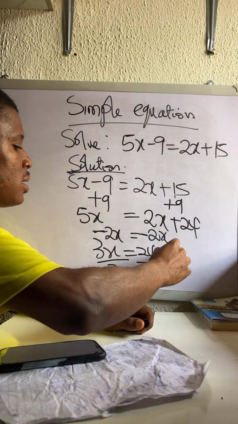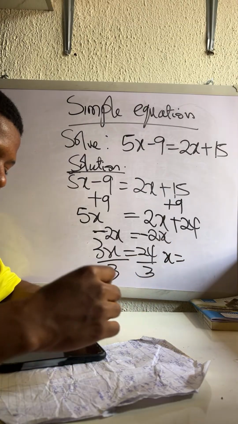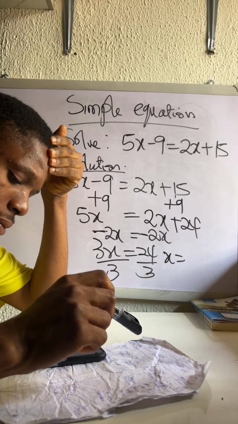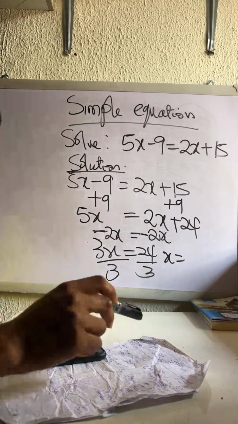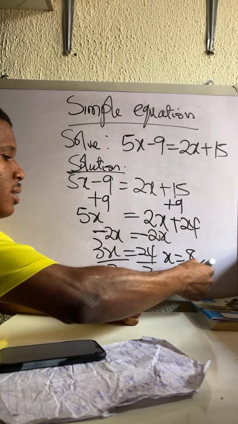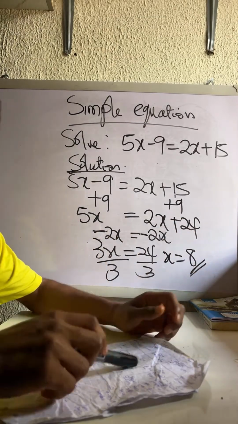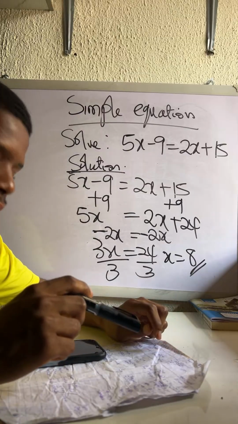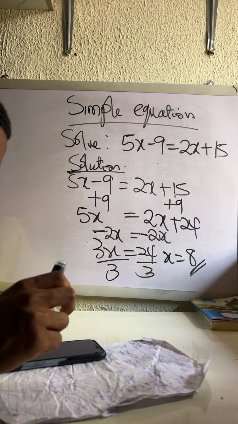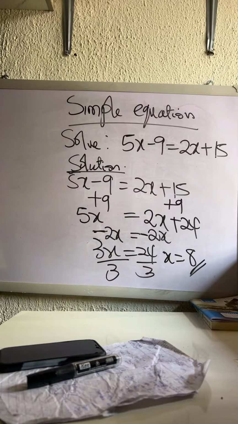When you divide by 3, what do you have? x equals. What is 24 divided by 3? The answer will be 8. 24 divided by 3 is 8. So the answer to this particular problem is 8. I want you to write it on the board and let me know. This is very simple. It's a simple way of solving simple equations. You should be fast.